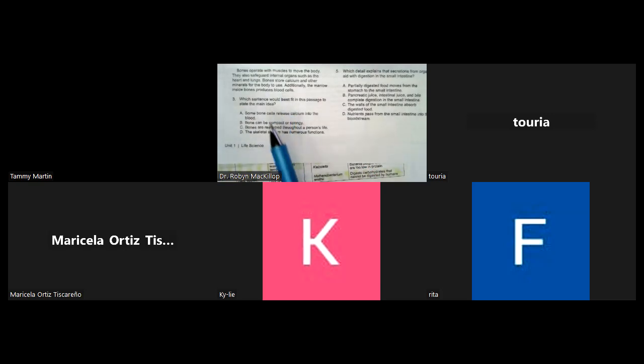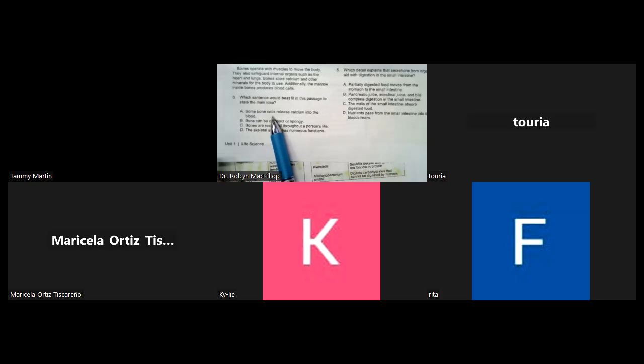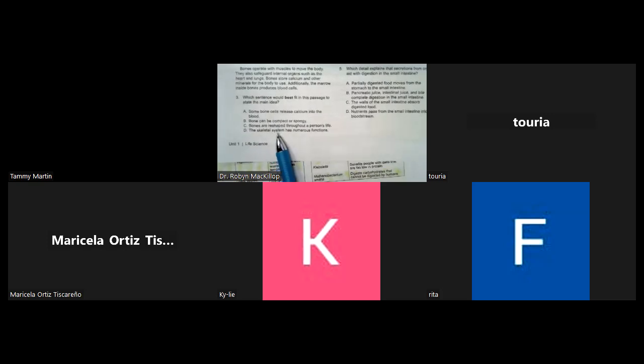So it's all about bones, right? It's the structure of bones. So of these: some bone cells release calcium into the blood. Bones can be compact or spongy. Bones are reshaped throughout a person's life. Or the skeletal system has a lot of functions. Yep, main idea, nice and broad, perfect.